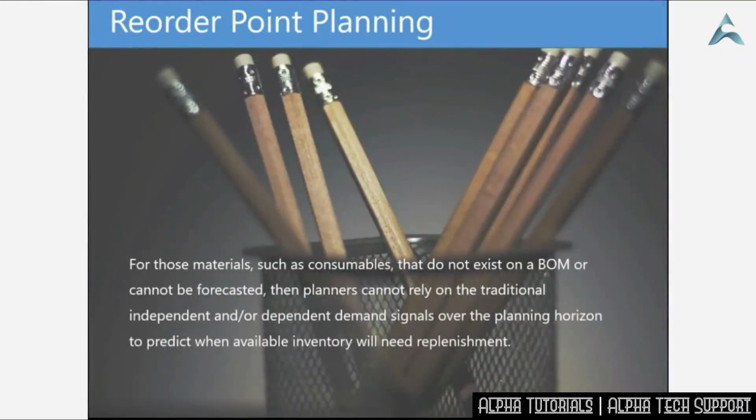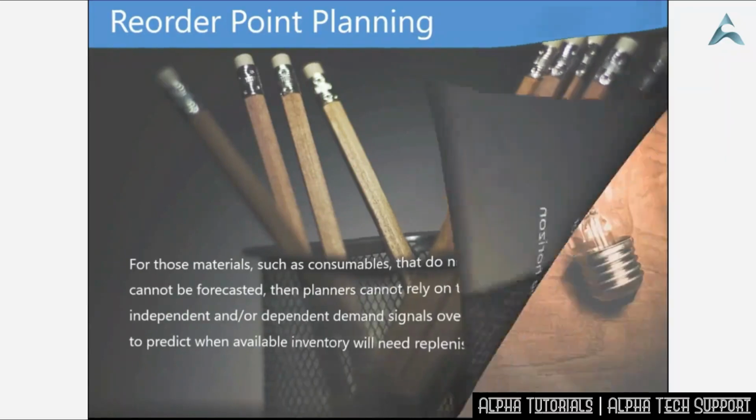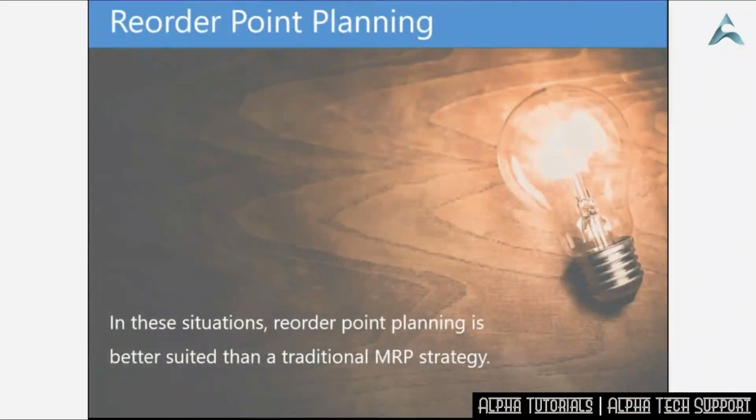When we discuss MRP in a general sense, we make certain assumptions that independent demand will drive dependent demand signals over a future planning horizon. But in some cases, that's just not possible. For whatever reason, a material cannot be forecasted or is considered a consumable item and will not be included on a bill of materials. And if not included on a BOM, then dependent demand will not exist for that material. So how do you make sure that you always have inventory on hand for these types of items? This is where reorder point planning is useful.